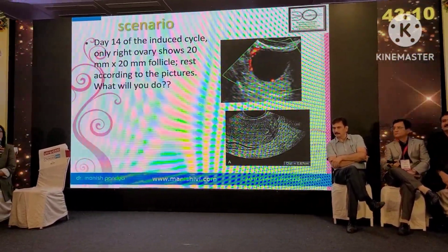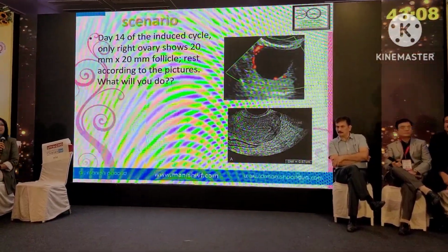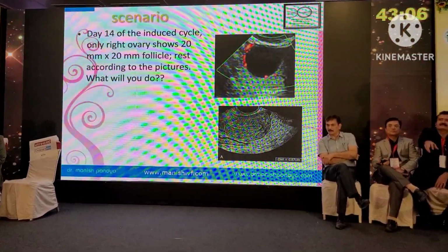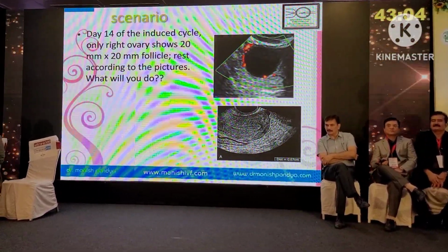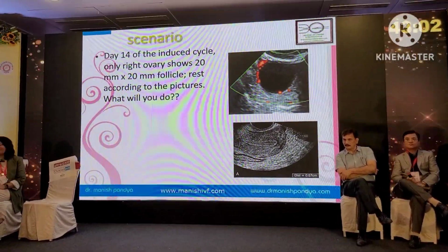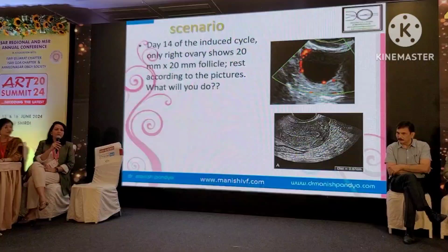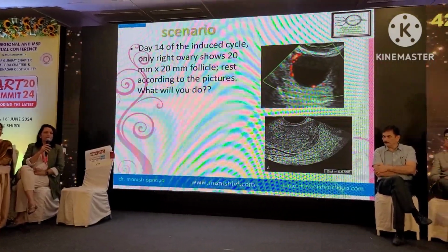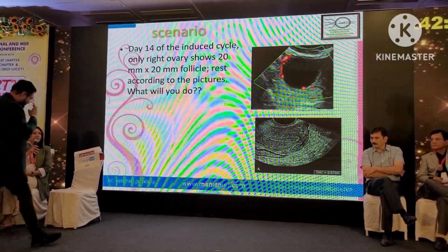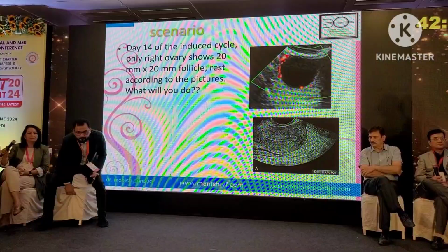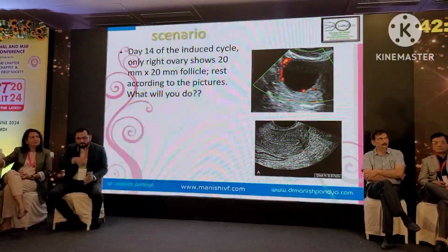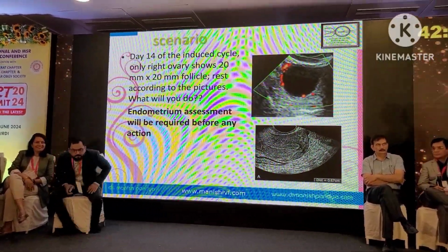If I am going for a natural cycle, there you can see more than 50% flow around the follicle, so I will trigger this patient. So Nisha, you are looking only at the husband. You are not looking at the wife.